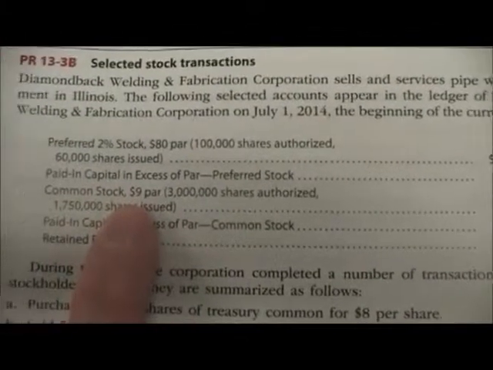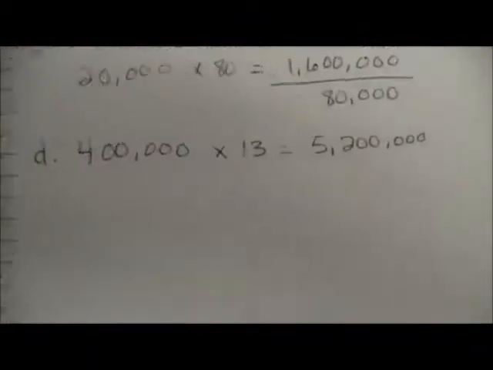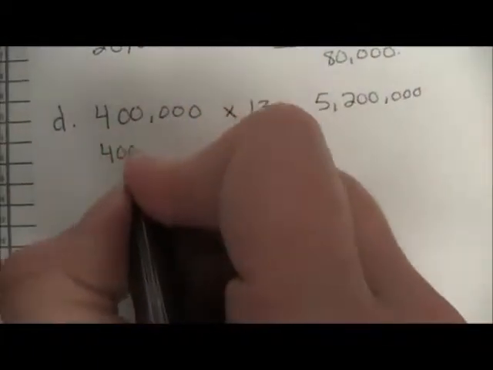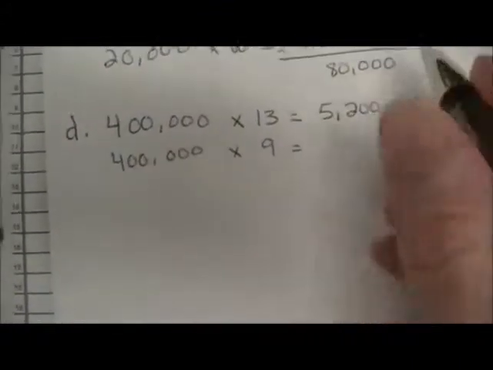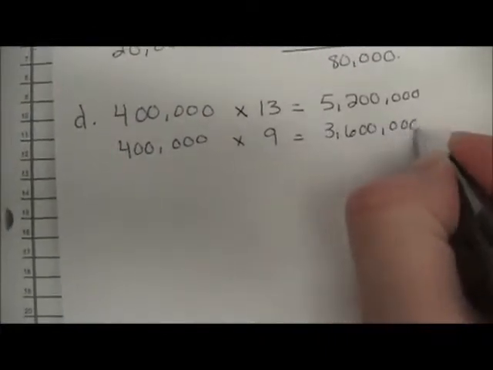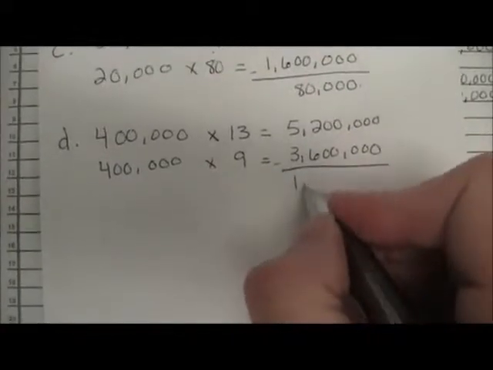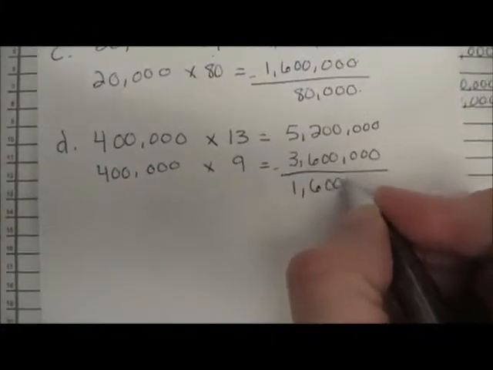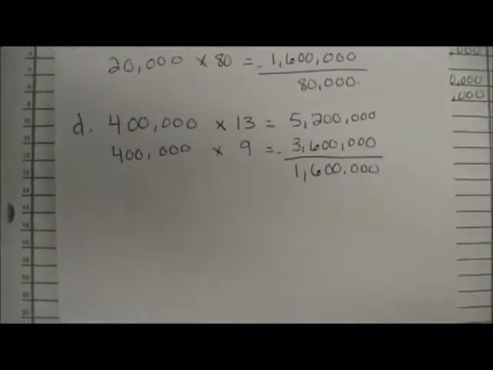Our book tells us that our common stock has a par of $9. So we're going to take this 400,000 and multiply it by 9, and we get 3,600,000. Again, we're going to find the difference, which is 1,600,000. And again, we're going to use all three of these numbers just like we did the last one.